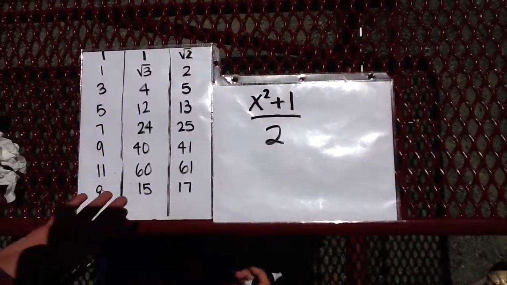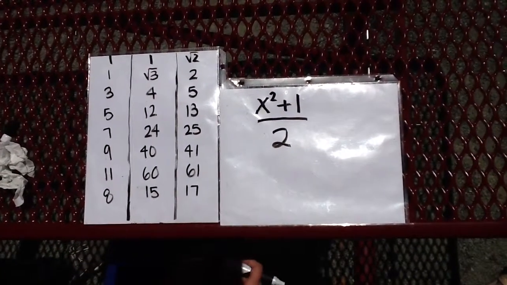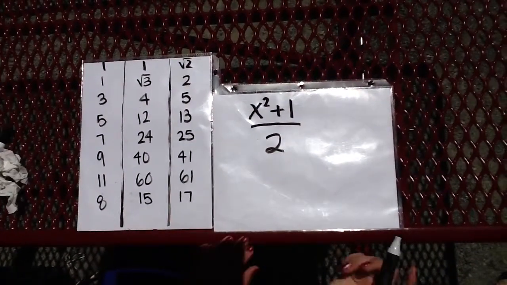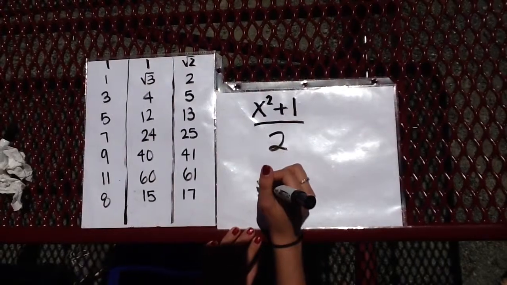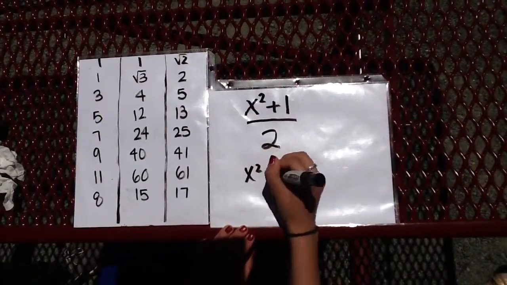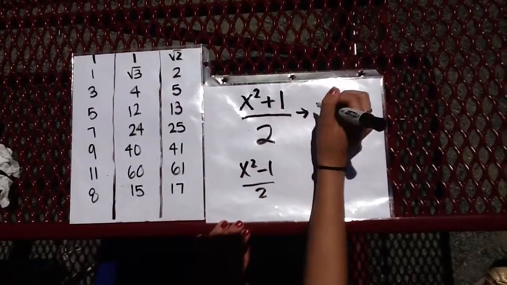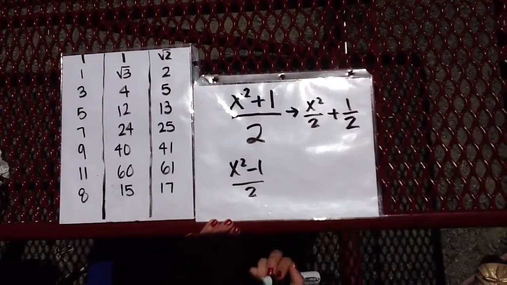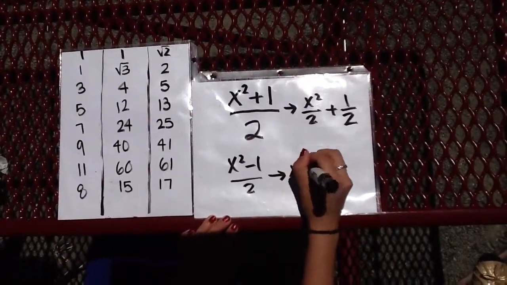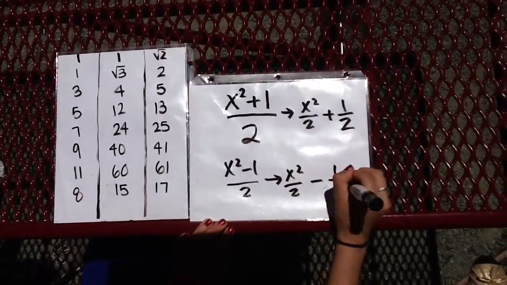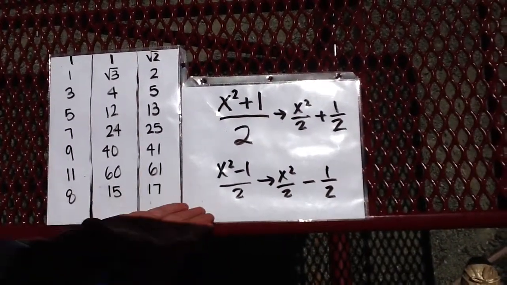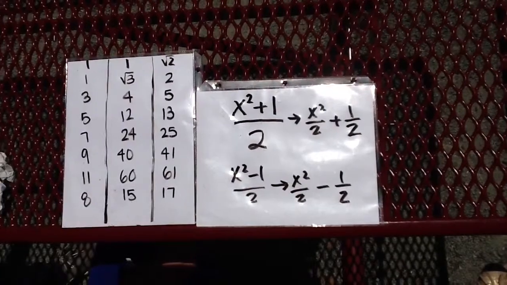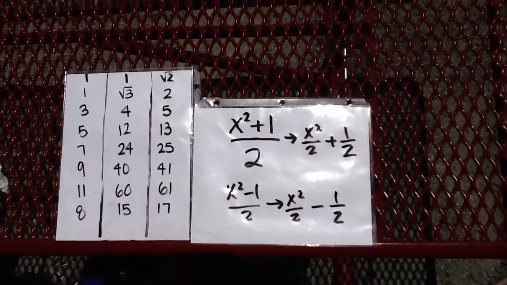The reason why this formula works is because (x squared minus 1) over 2, when you distribute the division by 2, becomes x squared over 2 minus 1/2. When you distribute (x squared plus 1) over 2, it becomes x squared over 2 plus 1/2. Thus, to go from this formula to this formula, you simply add 1. Minus 1/2 plus 1 equals plus 1/2. And this formula, again, works for any odd number.